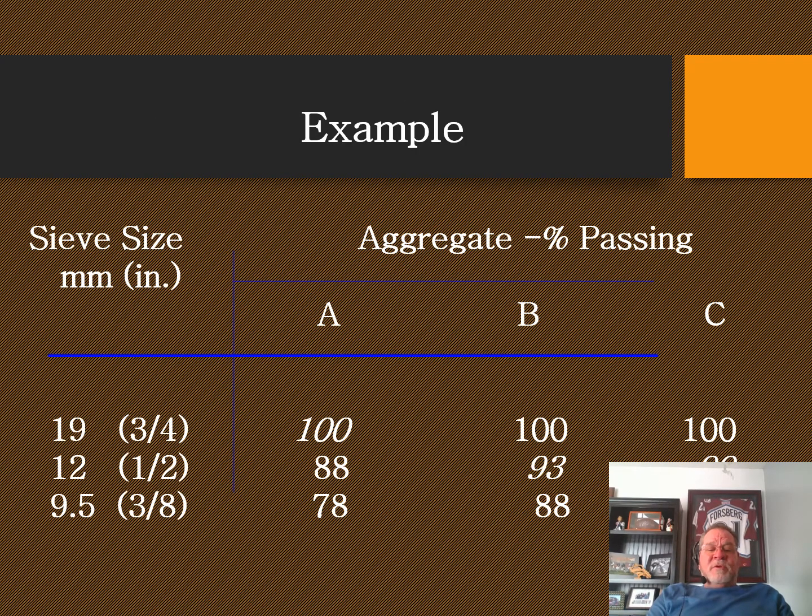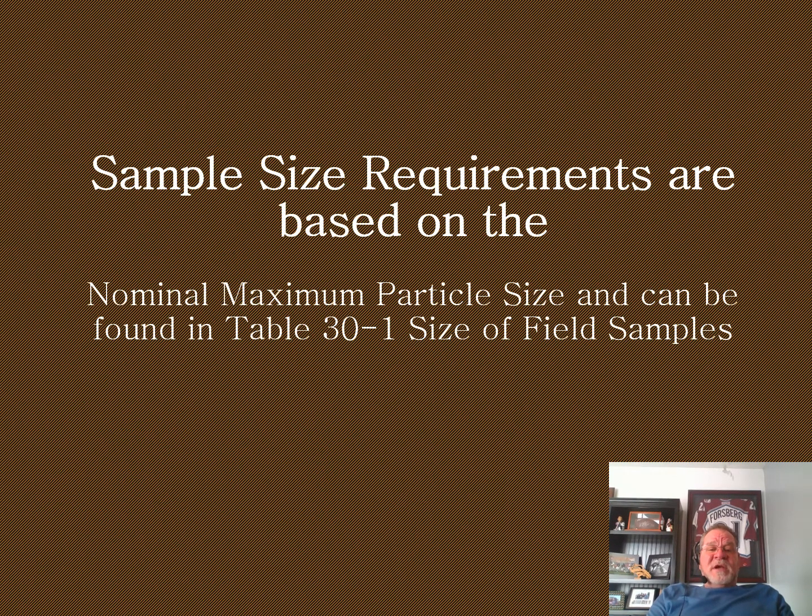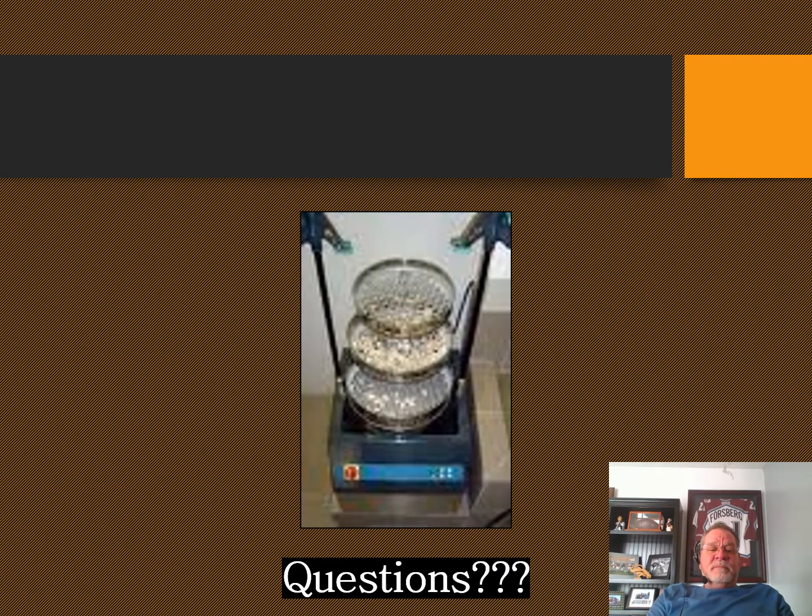This is an example of nominal maximum particle size. The first sieve size to retain more than 10% of the size. So you look at sample A, and this would be a 3/4. B would be a 1/2 inch, and C. Sample size requirements are based on the nominal maximum particle size and can be found in Table 30-1 of the Field Materials CP manuals.